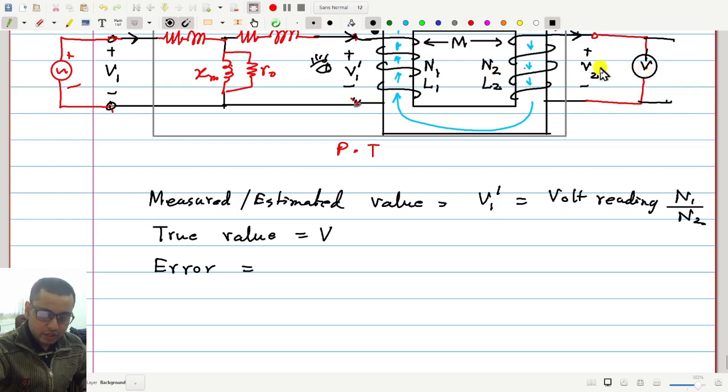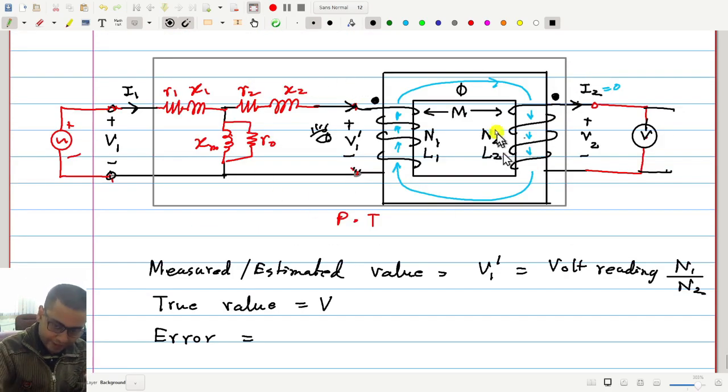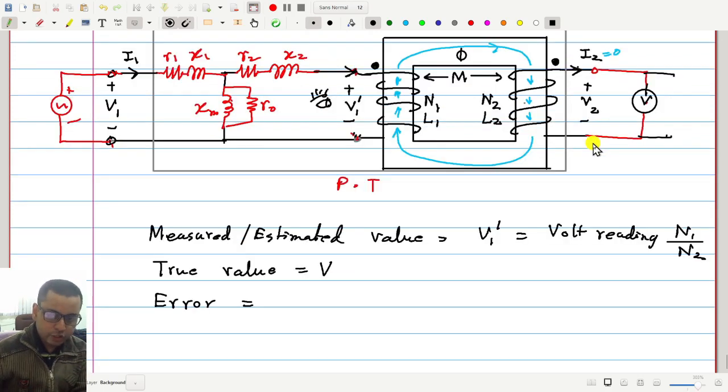See, if this were an ideal transformer, then this part would not be there. We would have got V2, and what would have been our guess for the primary voltage? Our guess would have been to multiply the secondary voltage with the turns ratio. This would have been the actual voltage if this drop was not there. So this is our estimated value. Is it okay? Or please repeat your doubt.